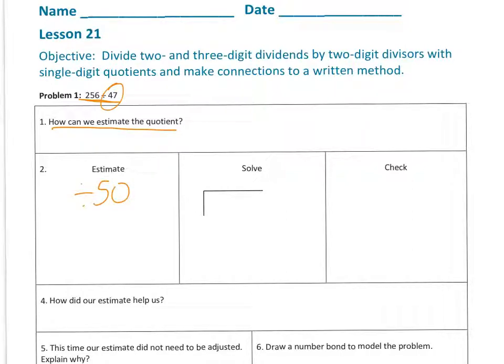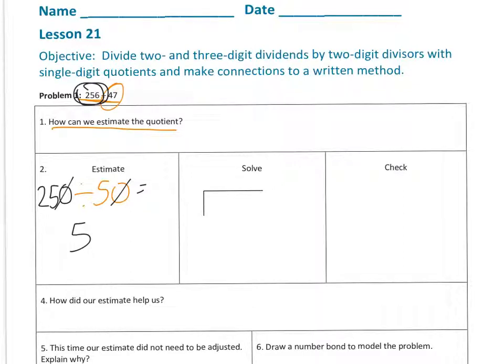And then what's a multiple of 50 that would work for this guy? I hope you were thinking 250. If you weren't, remember, count by 50s till you get to something that works. So 250 divided by 50 we can pretend is 25 divided by 5, which would be 5. So we can estimate that our quotient is going to be somewhere near 5.